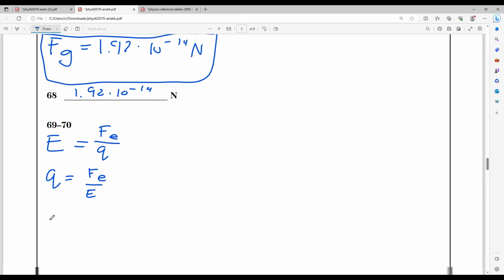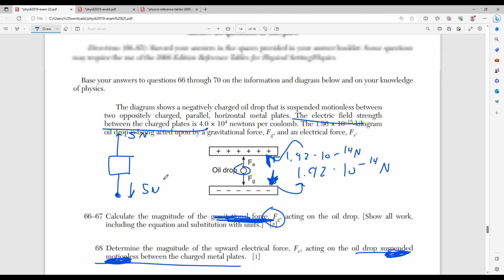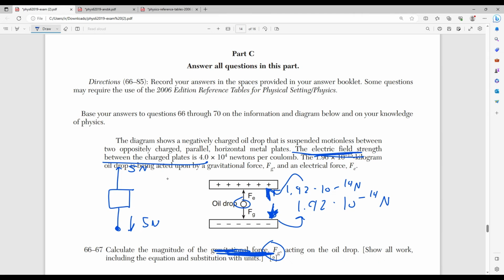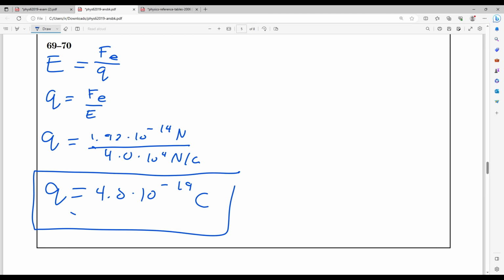Next, all I have to do is just substitution with units, right? Q is equal to 1.92 times 10 to the power of negative 14 newtons divided by 4.0 times 10 to the power of 4 newtons per coulomb, right? That's the electric field strength that they told me up here. And if I plug this into my calculator, I get Q is equal to 4.8 times 10 to the power of negative 19 coulombs, right? So that's all we had to do for that one.